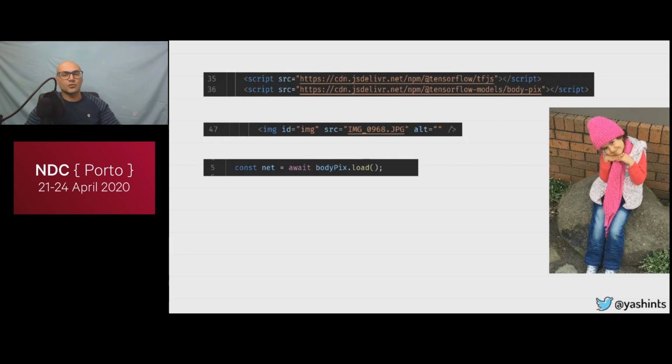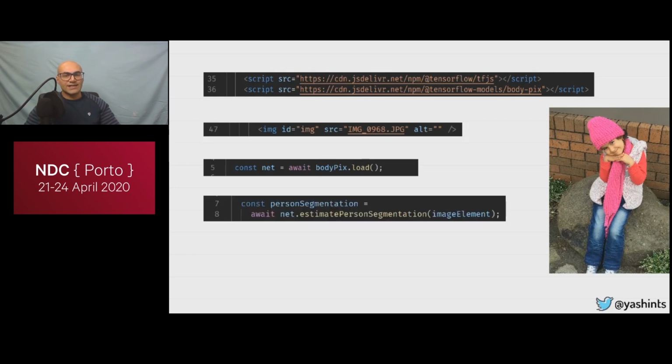And that's an asynchronous operation, so you're going to have to use async await or promises. Once that's done, you would then call a method which is called estimate person segmentation. And that method runs the inference on top of this image, converts the image into data and runs the mathematical operations and gives you a JSON object like that.